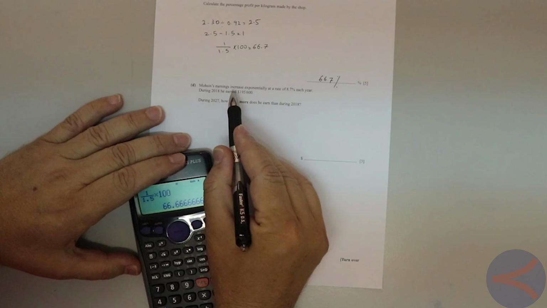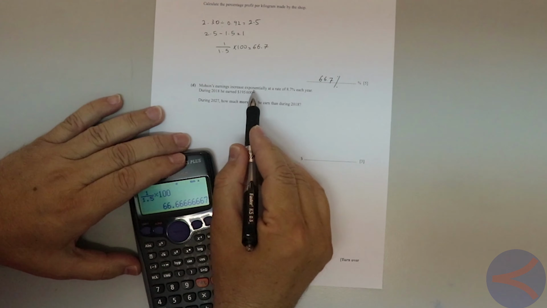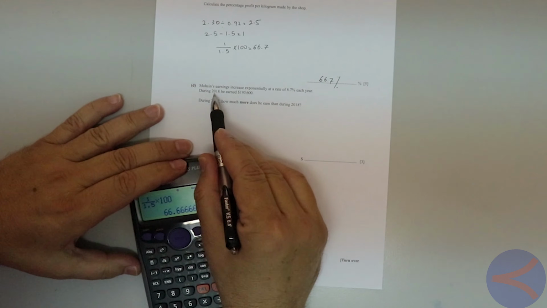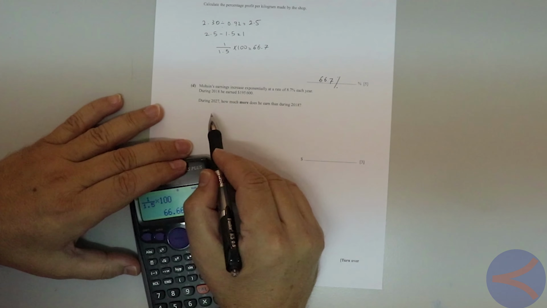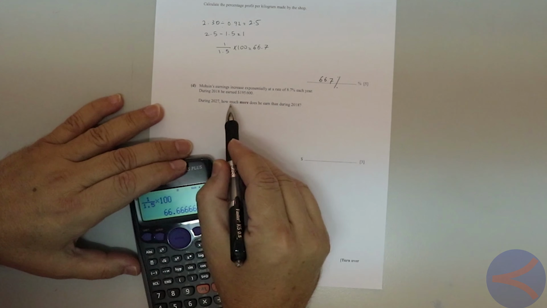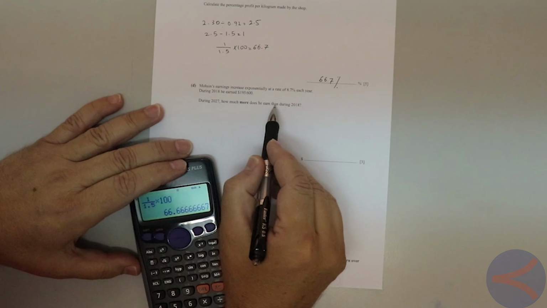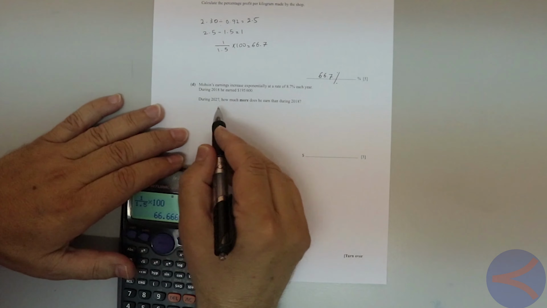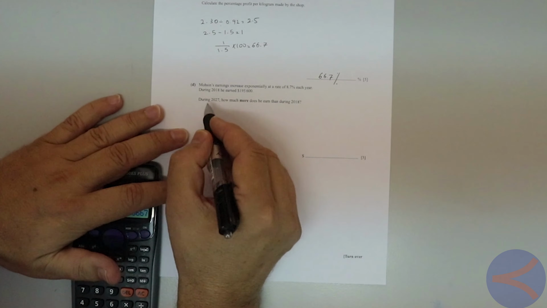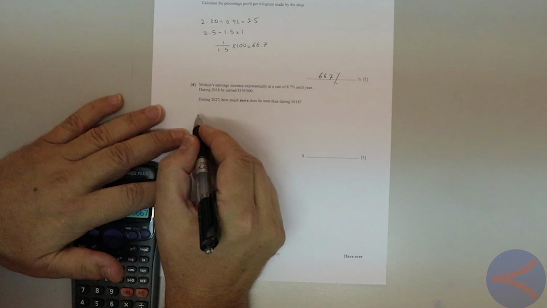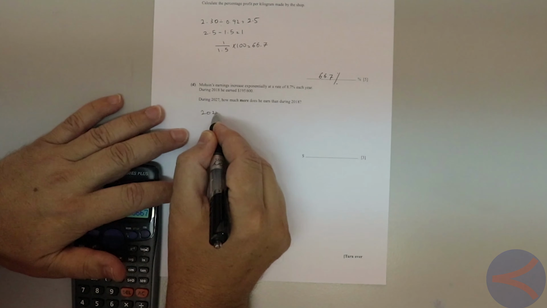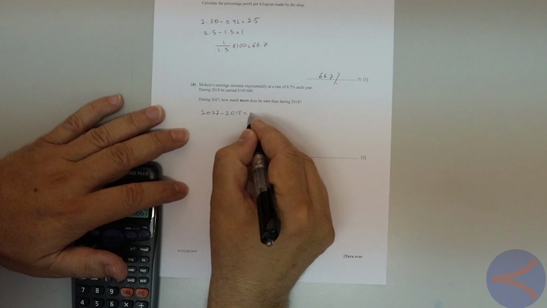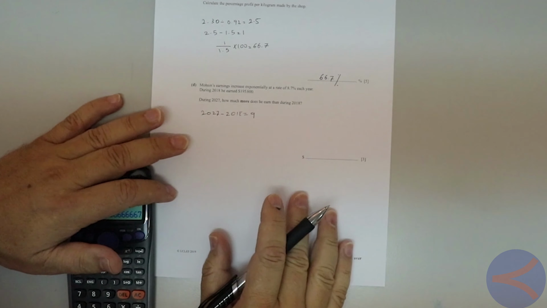Okay, now Mohsen's earnings increase approximately at the rate of this much each year. During 2018, he earns this much dollars. During 2027, how much does he earn that year? Okay, now we want to find this. Let us see how many years is from 2018 to 2027. Therefore, 2027 minus 2018, you are going to get 9. Therefore, 9 years it will take.